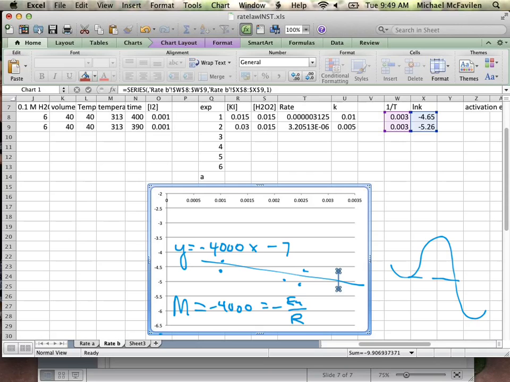What did our activation energy refer to in our energy diagram? It referred to this barrier. Can that barrier possibly be negative? No. So if you get a negative value for your activation energy, you did something wrong with your calculations. Go back and check. Your activation energy should come out to be positive. Okay?